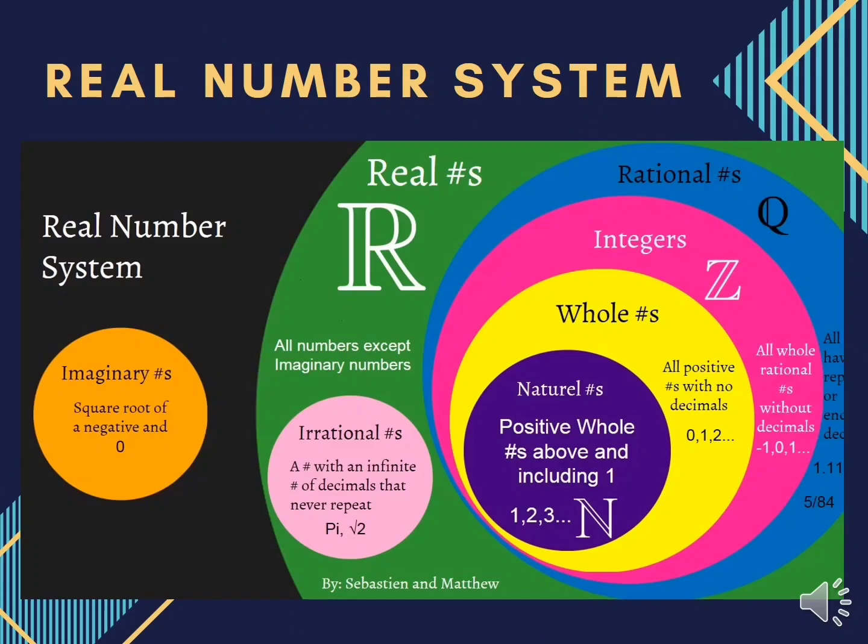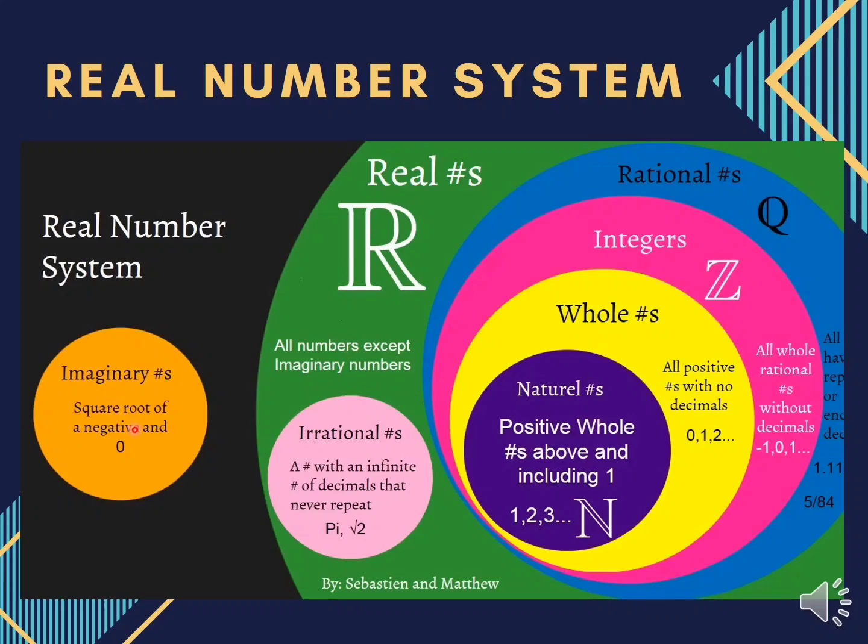Since the beginning, we have encountered different kinds of numbers. And as we get older, we are realizing that they are of different classifications. So this is the real number system. In the real number system, we have numbers which are real and those which are not. Real numbers are all numbers except imaginary numbers. So meaning to say, imaginary numbers are those numbers which are not real.